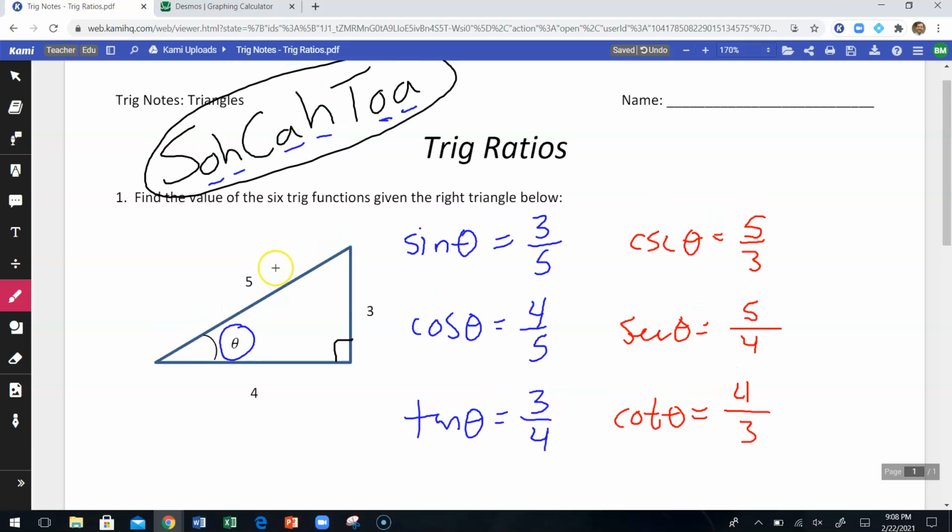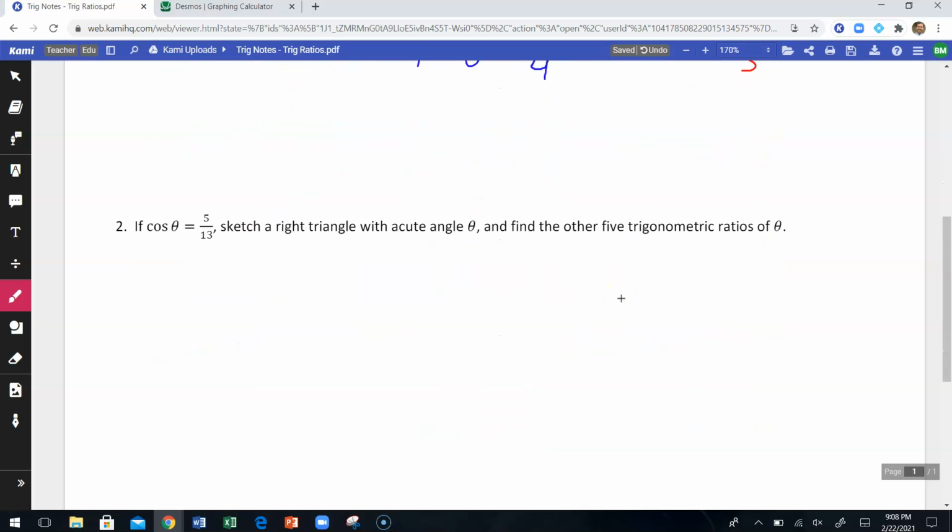Okay. Now I want to be clear here, we did not figure out what the angle measure theta was. I have no idea what that angle is. What I do know is that the sine of that angle is 3/5, and the cosine of that angle is 4/5, and so on. Okay.